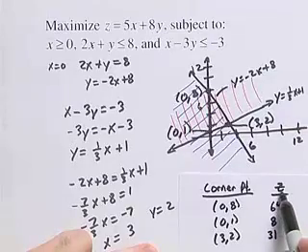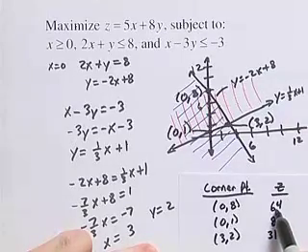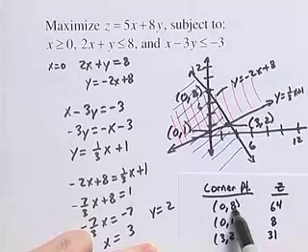So we can see that the maximum value for our objective function is 64, and it occurs at the point 0, 8.